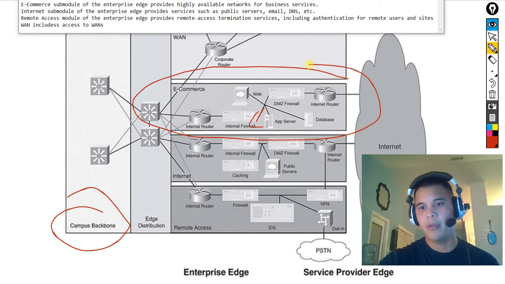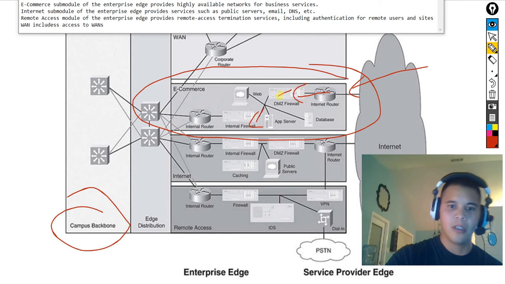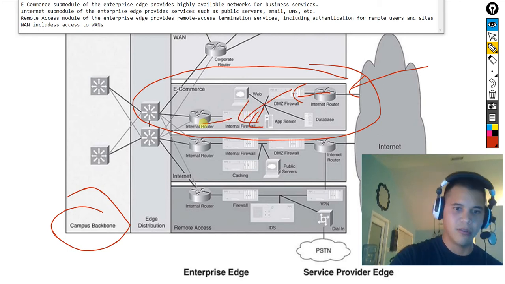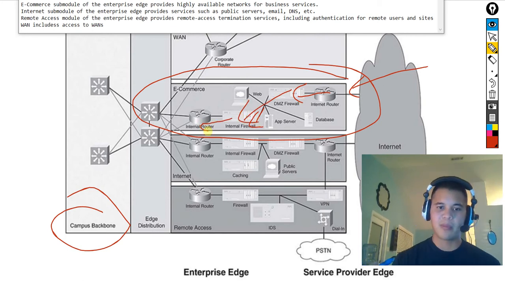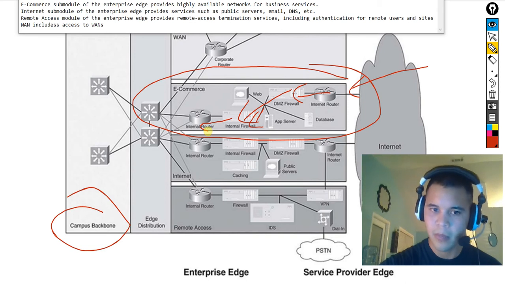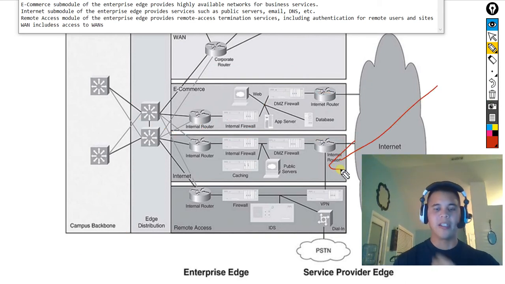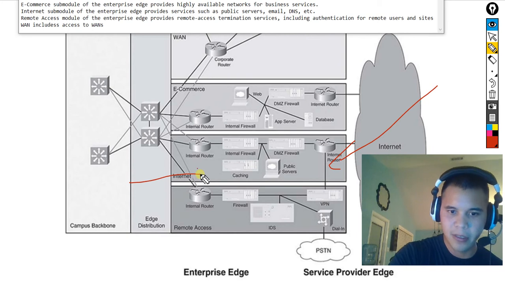Once you go through one device with ACLs, you go through another filtering device, go through another filtering device, and so on and so forth. So it stops people from getting into our network, right? Defense in depth. Then we have the internet edge. Internet edge is basically just like e-commerce, except this is where we have public services. Public servers, email, DNS, a proxy server.